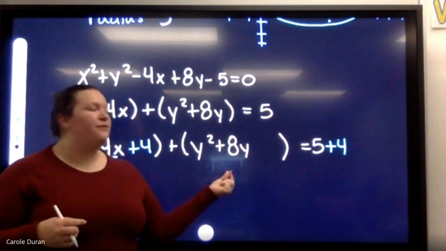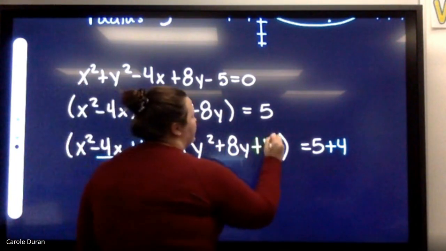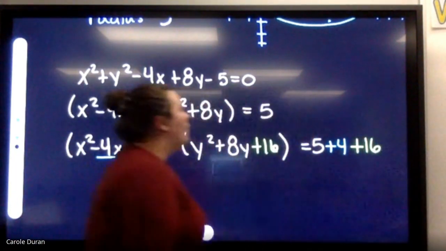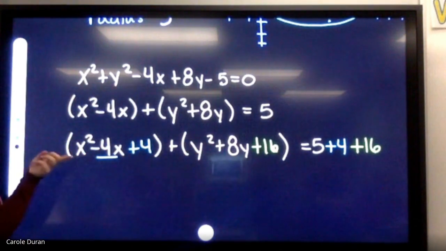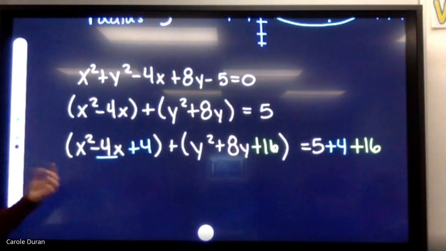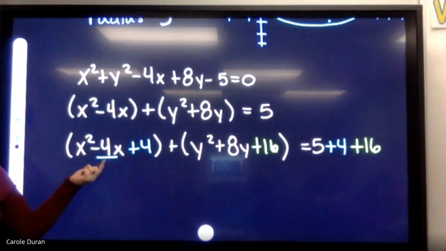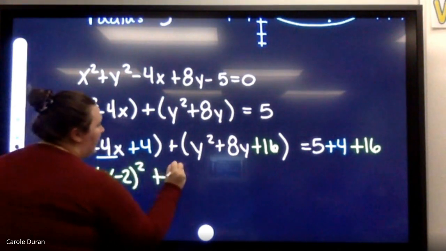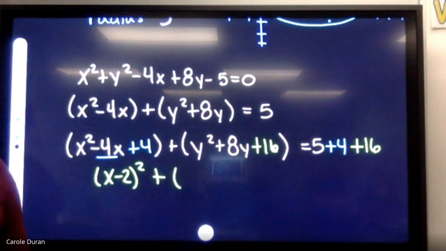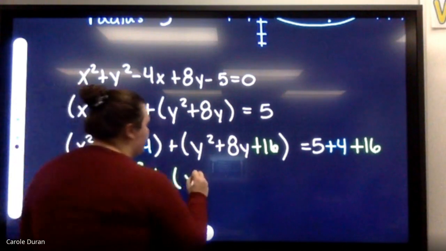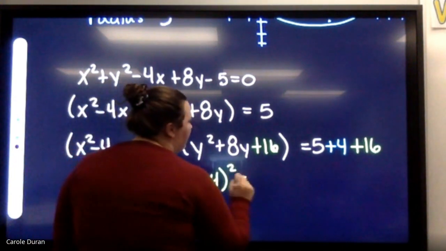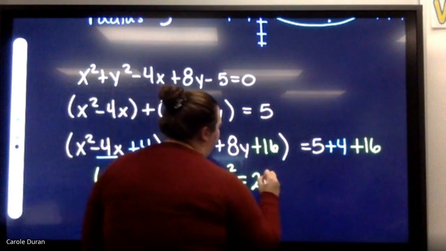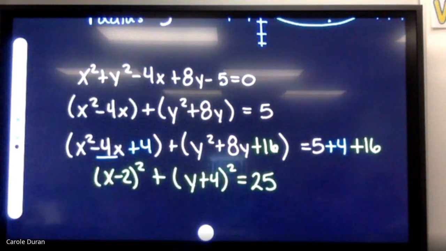So half of 8 is 4. 4 squared is 16. So I add 16 to both sides. Since I've completed the square, this is going to factor beautifully. What number times itself multiplies to 4 but adds to negative 4? Negative 2. So this factors into x minus 2 squared plus what number multiplies to 16 and adds to 8? Same number twice. 4. Y plus 4. Y plus 4. So this becomes y plus 4 squared. And then equals, I put that together and I get 25. And now I have the standard form equation and I can pull out the center and the radius.